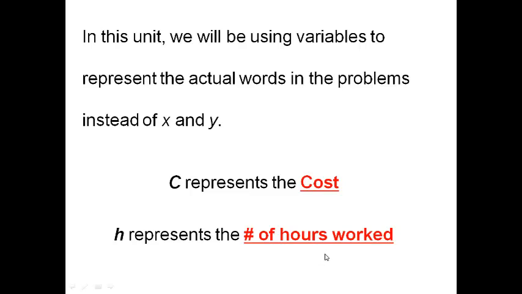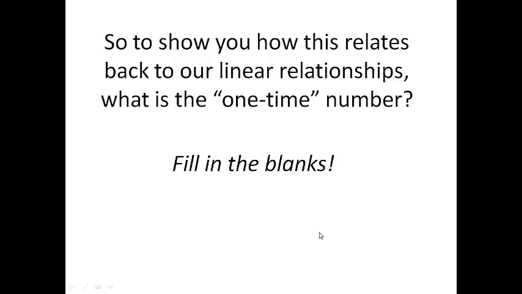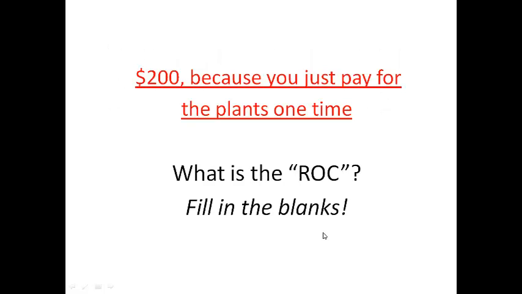In this unit, we'll be using variables to represent the actual words in the problems instead of x and y like we did with the y equals mx plus b equations. So C represents the cost, and H represents the number of hours that we worked. So to show you how this relates back to our linear relationships, what is the one-time number? Fill in the blank on your sheet. It's the $200 because you just pay for the plants one time.